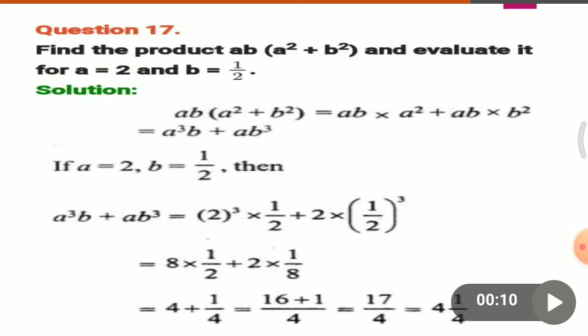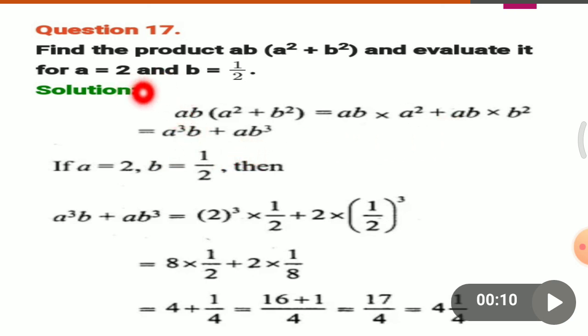Now next question: find the product ab(a² + b²) and evaluate it for a equal to 2 and b equal to 1/2. First you write the question, ab(a² + b²), and after that you multiply: ab multiply a² plus ab multiply b². You multiply a power 2 and a power 1 to get a³b, and plus ab³.